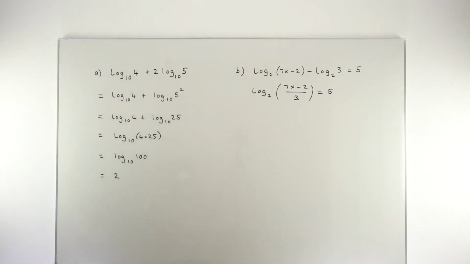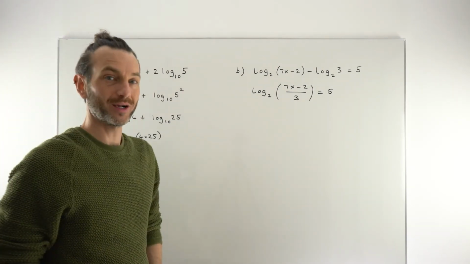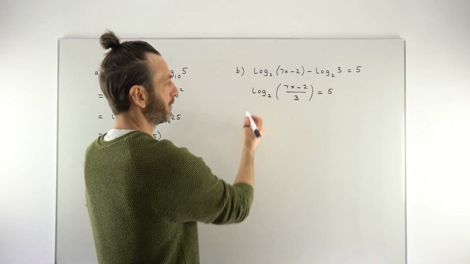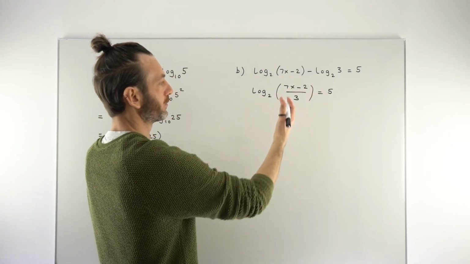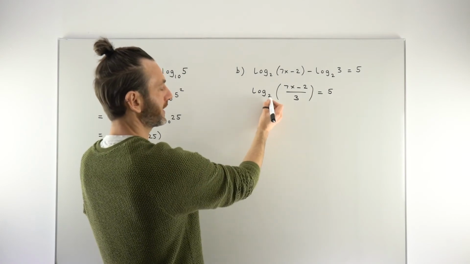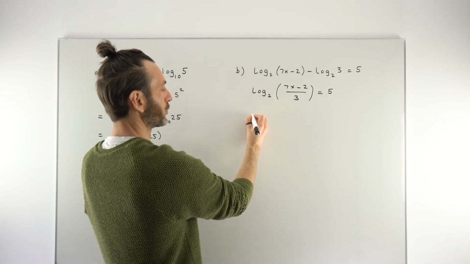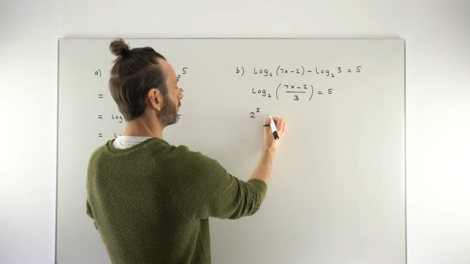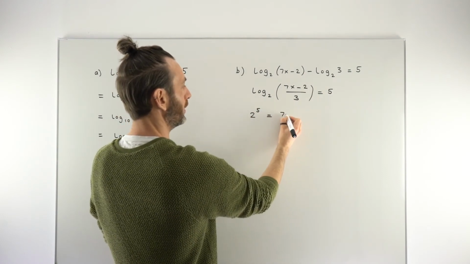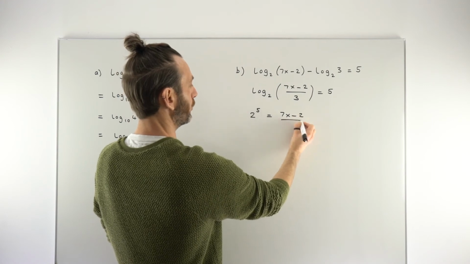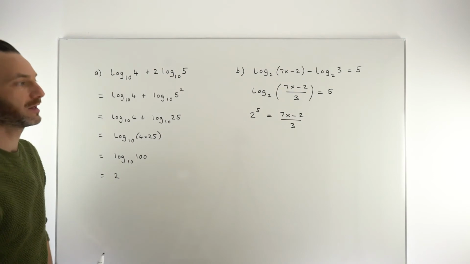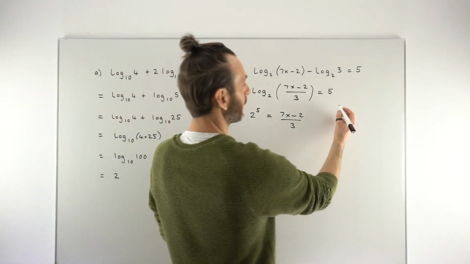Okay, so at this point you want to get rid of the logarithm. There's a couple of different ways to do this. You can introduce a log on the right hand side, but basically this just needs to be rearranged. The way you rearrange it is you just take the base number, which is 2, and apply this as the power. So 2 to the power of 5 is going to be equal to 7x minus 2 over 3. You might have learned that as introducing a log on the right hand side. You get the same answer either way. But I like to think of it like this.